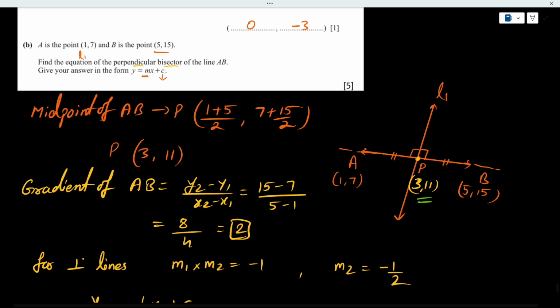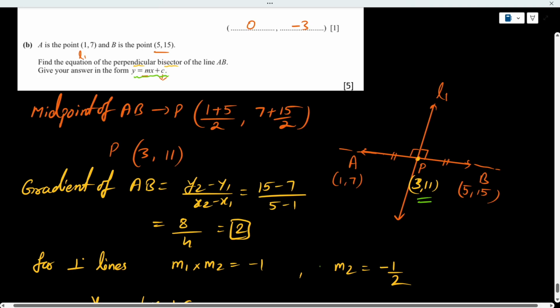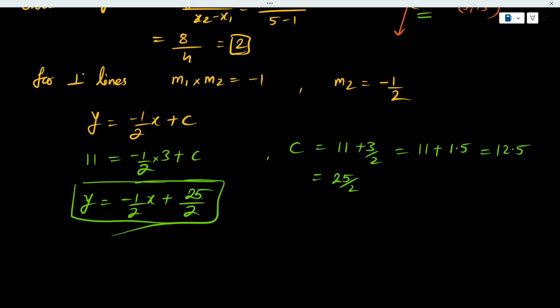And they were asking this only. Give the answer in this form, which is called gradient form. So you should not have a common factor. But if you want, you can write it as minus 0.5x plus 12.5 also. Mostly we write it in the fractional form.